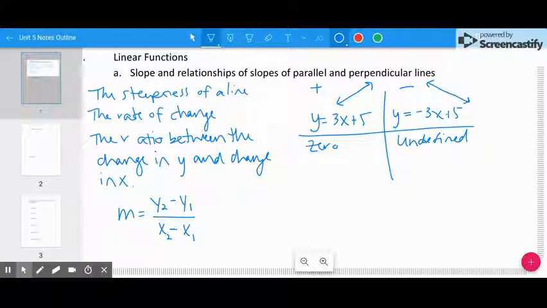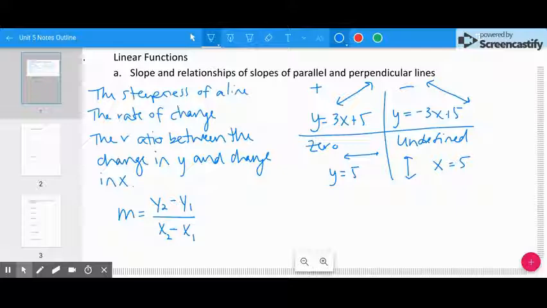Zero slope, so zero and undefined are going to be opposites, just like positive and negative. Zero is a flat line or a horizontal. And that is the equation, something like y equals 5. Undefined then would be the vertical line, and that's where we switch variables and say x equals, for example, 5.